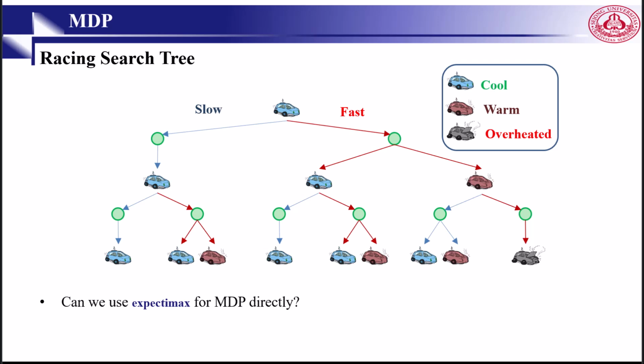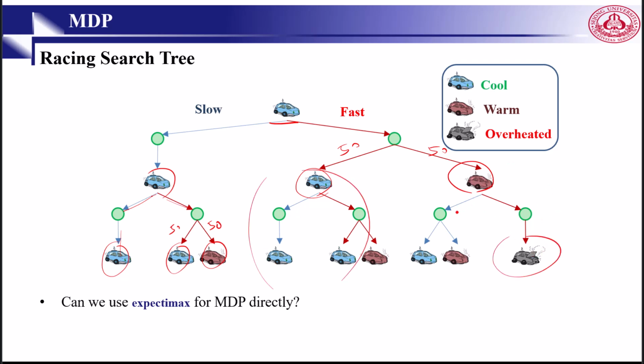So here we can see the race search tree. If the car is in the cool state and it goes slow, it remains in the cool state. If it drives fast, 50% it remains in the cool state, 50% it goes to warm. Then if it drives fast again, 50% it may remain in the cool state, 50% it goes to warm. If it is in the warm state and it drives fast, 100% it will be overheated. And if it drives slow, 50% go back to the cool state and 50% it remains in the warm state.